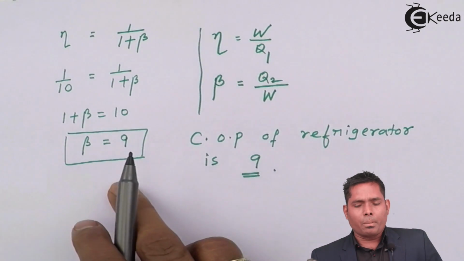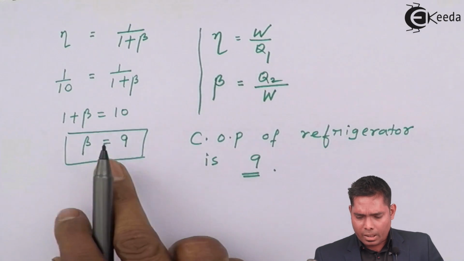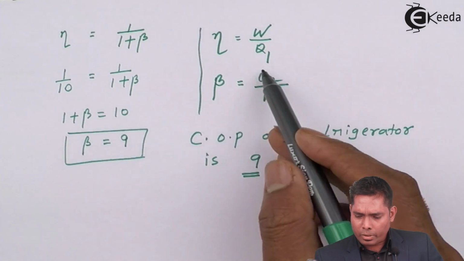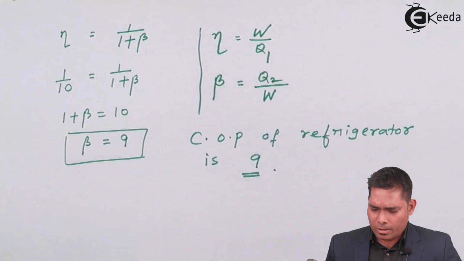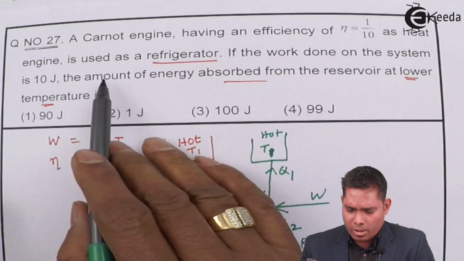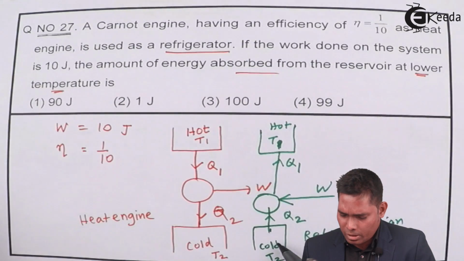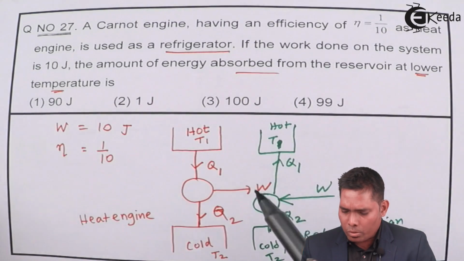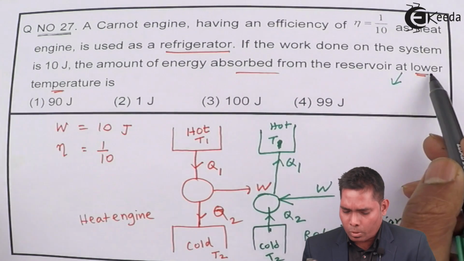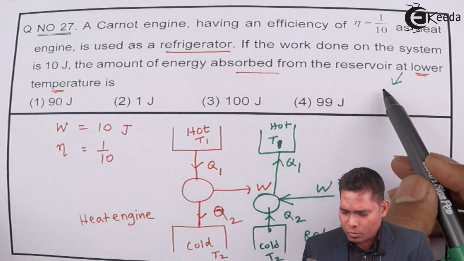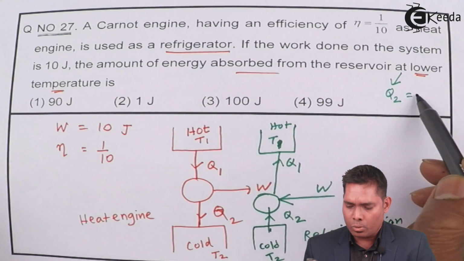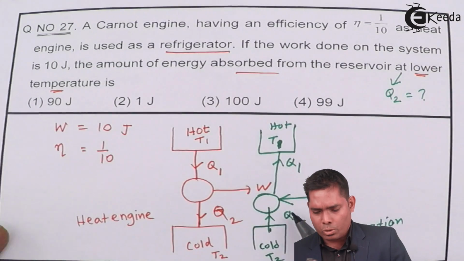If the coefficient of performance is 9, from here I can use this formula to get Q2, because in the question it is asked the amount of energy absorbed from the reservoir. You can see in the refrigerator, the amount absorbed from the reservoir is Q2. So basically at low temperature, obviously this temperature is lower, the question is to find Q2. So how to find this Q2?